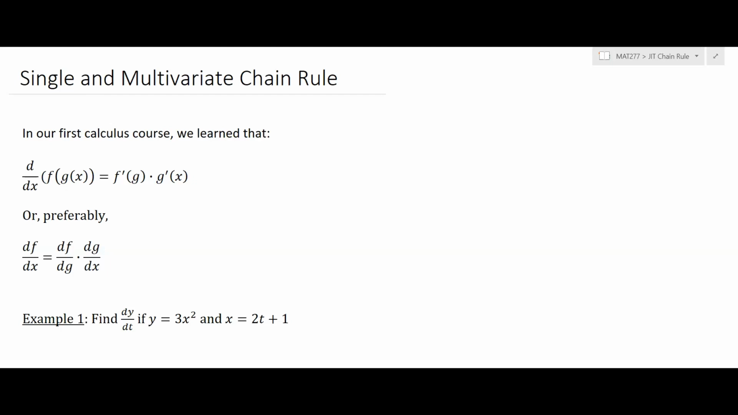So in our first calculus course, we learned about this thing called the chain rule, which says that if you have a function that is composed of another function, which depends on another variable like x, then to find their derivatives, you take the derivative of f with respect to g, and then you take the derivative of g with respect to x and you multiply them together.